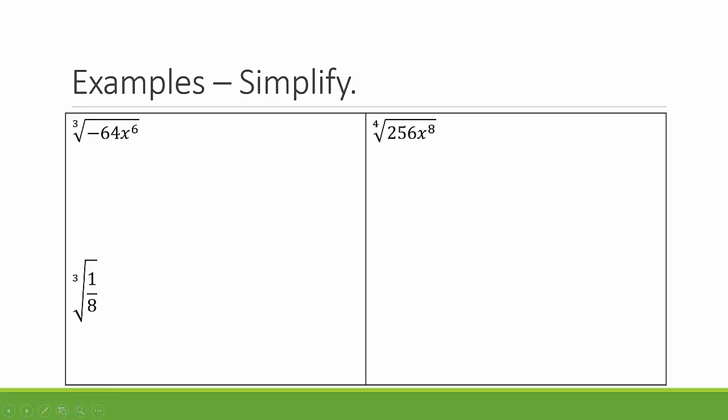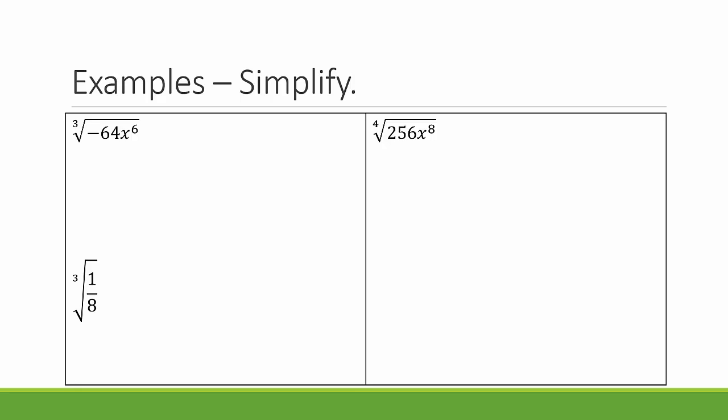Okay, let's look at some more examples here. The cube root of -64x to the 6th. Now this time we have an odd root, the 3rd. So yes, we can take the odd root of a negative number because we can multiply a number times itself 3 times and get a negative answer. So yes, we can take the odd root of a negative number.